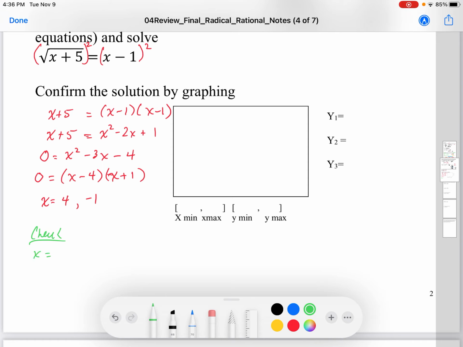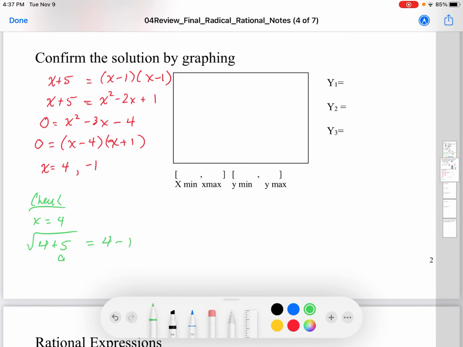I'm going to first of all check x equals 4 by plugging it in. I'm going to end up with 4 plus 5, which is 9. That's going to be equal to 4 minus 1, which is 3. So square root of 9, I'm going to skip a step here. That's going to be 3 on this side, 3 on that side, so that's perfectly okay. So that is a valid solution.